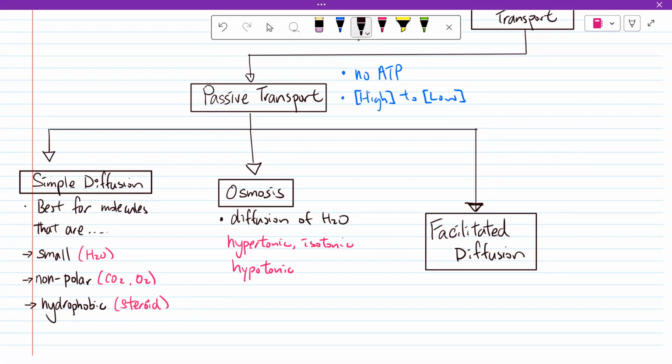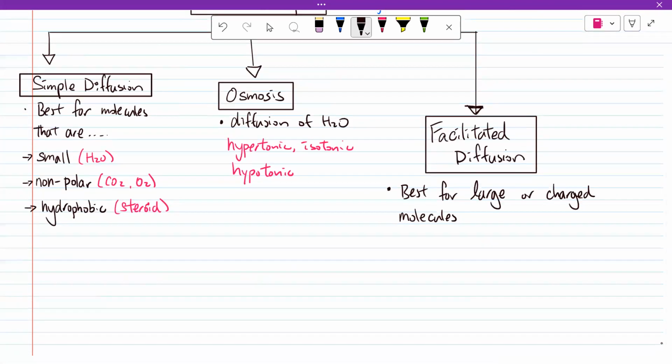So facilitated diffusion is best for large or charged particle molecules. Doesn't really matter. It requires the help of a membrane protein.